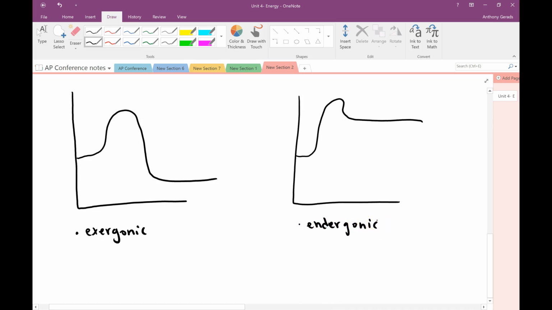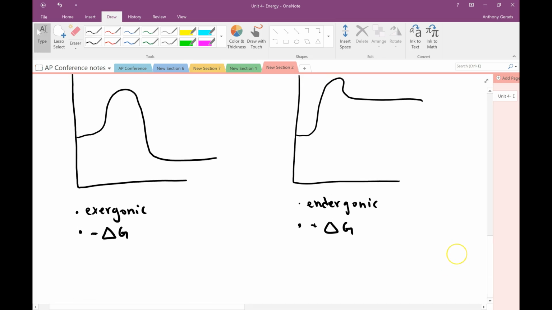All right. And then remember, change in free energy. If I took energy in, it's going to be positive delta G. If I gave energy off, it's going to be negative delta G. This gave it off, so this is going to be negative delta G. This took it in, so it's going to be positive delta G.